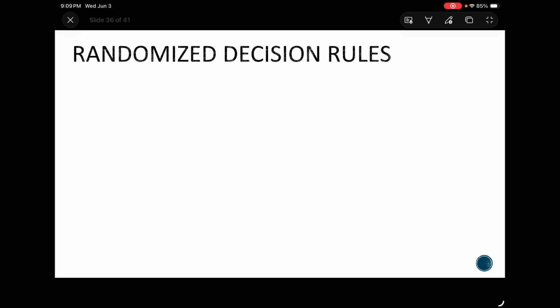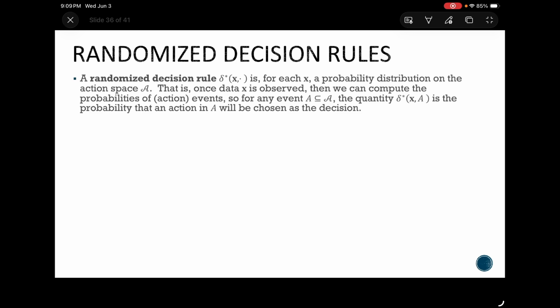In this video, we're going to look at randomized decision rules. A randomized decision rule is a probability distribution on the action space. But you only get that after data from your random sample is observed. So the idea is that once you have observed data, then that informs the distribution on the action space.